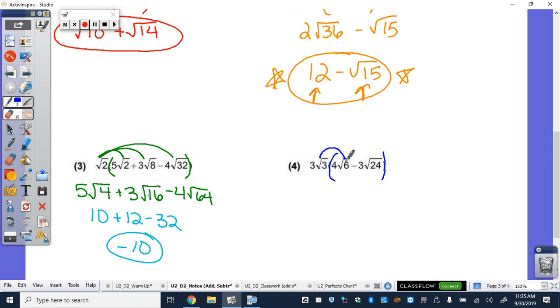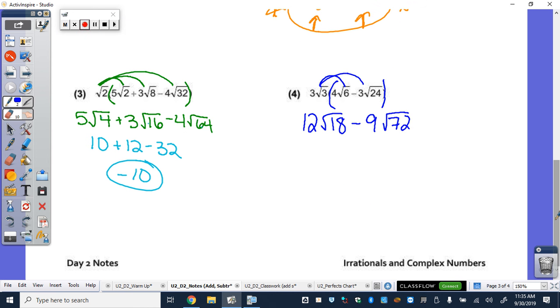So then our next one, 3 times the 4 gives us 12 on the outside, and then we get radical 18 underneath. And then minus 9 radical 72. 3 times 24 gives us 72. So our perfect square that comes out of 18 is 9. Square root of 9 is 3, so that becomes 36 radical 2, because it's 9 times 2 to give us 18. Largest perfect square out of 72, 36. Square root of 36 is 6. So times that 9 gives me a 54.